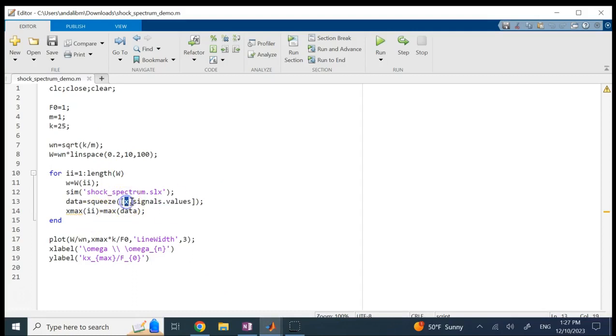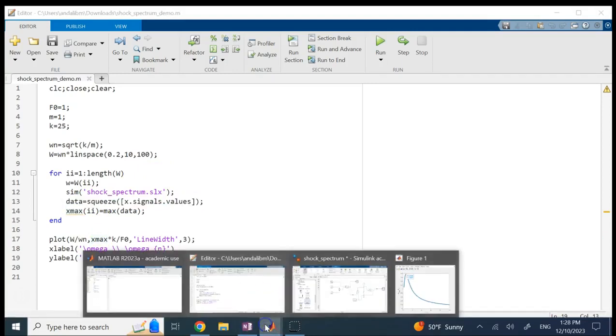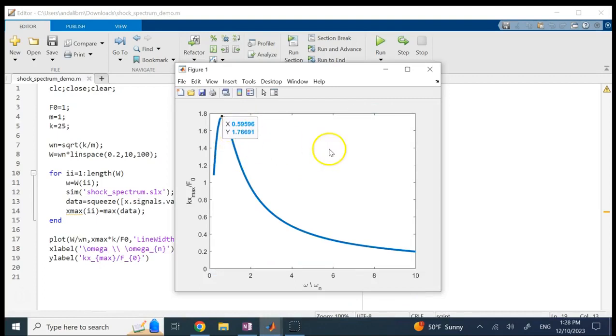Now this X comes with 3 dimensions. It is going to have 2 redundant dimensions. Instead of 200 by 1, it is 200 by 1 by 1. So I use the command squeeze to get rid of all those extra dimensions and get one simple vector, get the maximum of it, and later I will plot it, which, as I told you, is this graph.